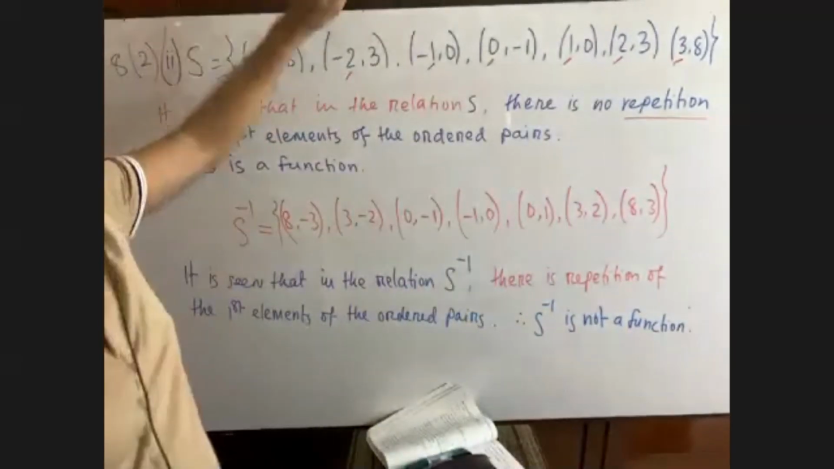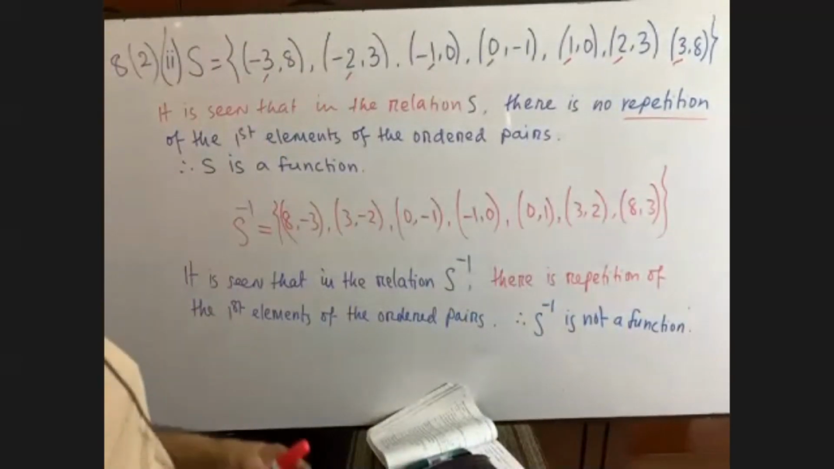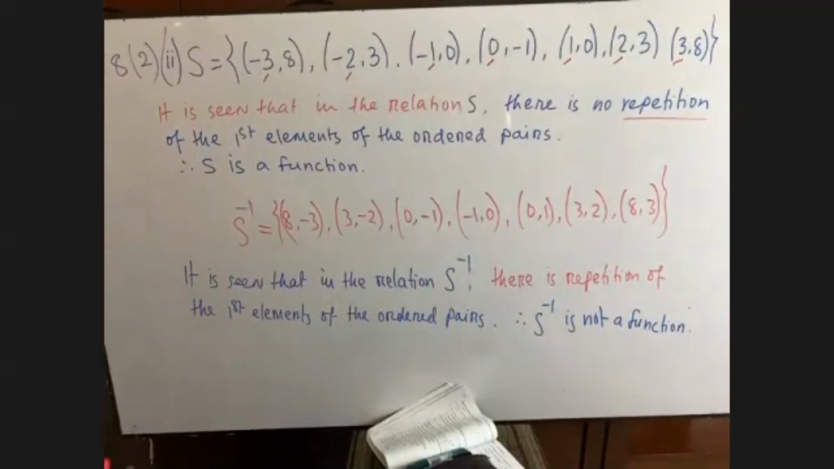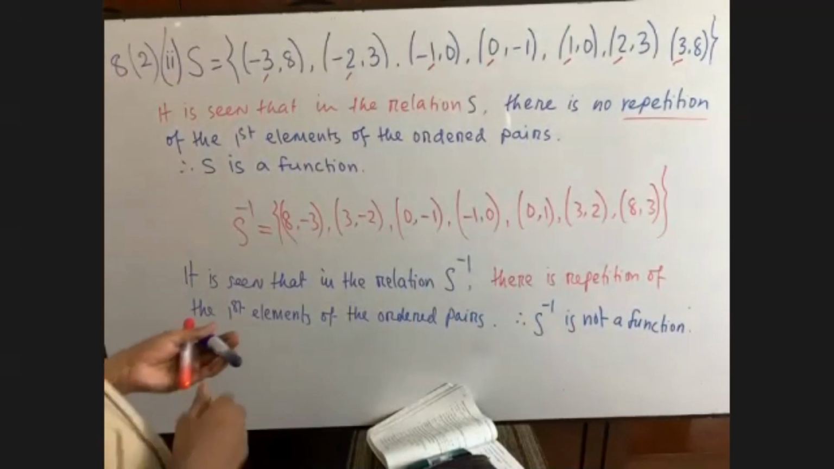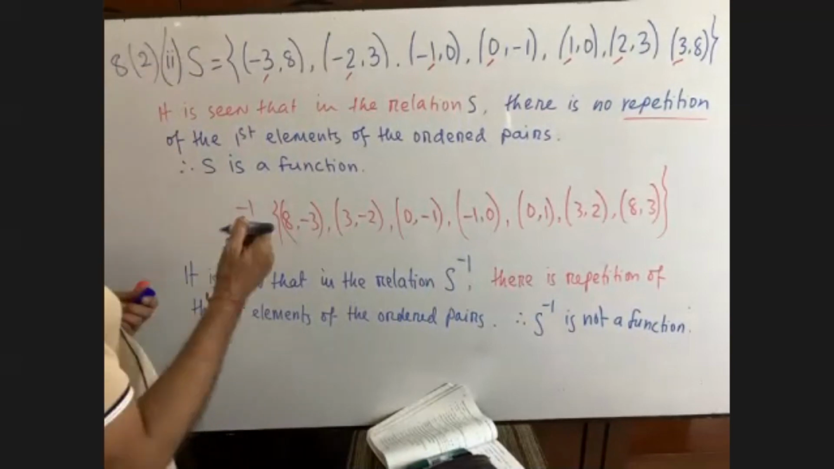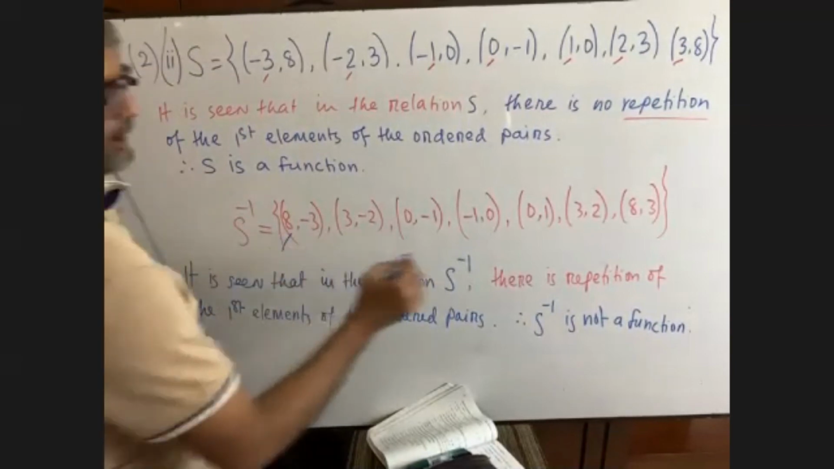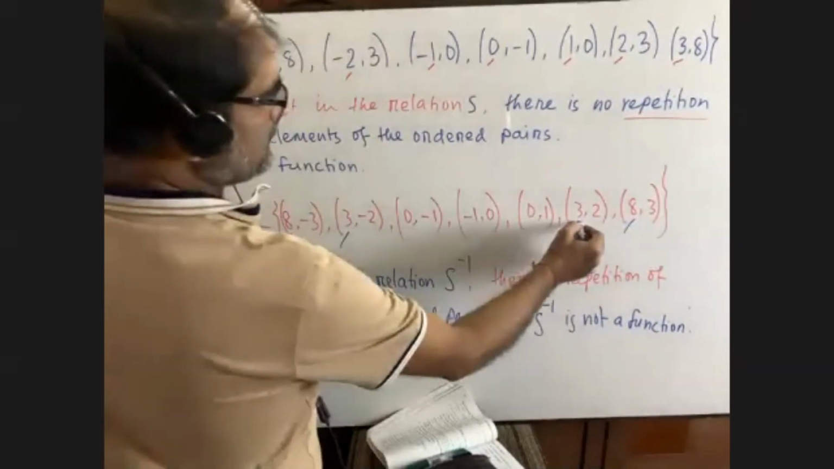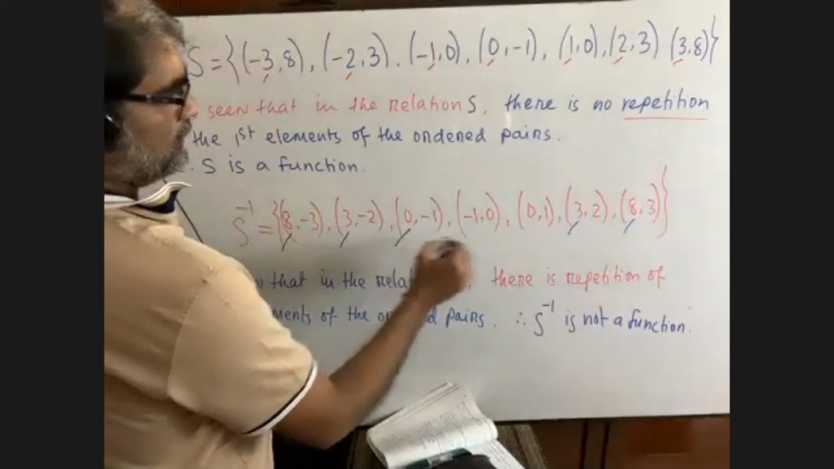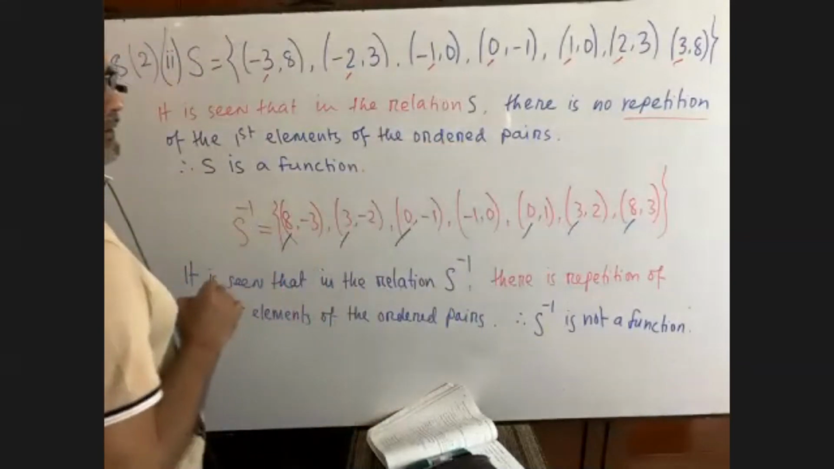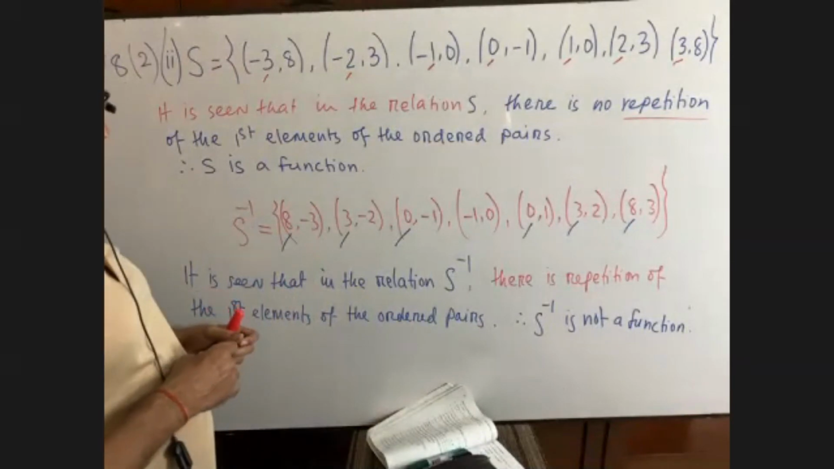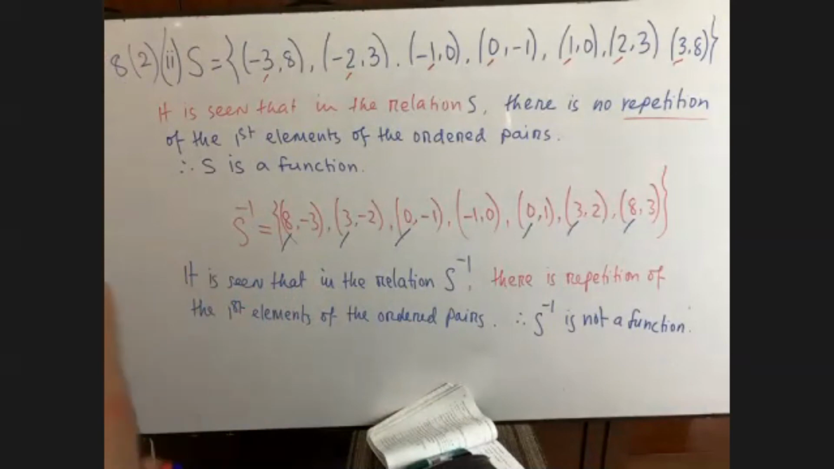I think by this time you all have come to know which one is a function and which one is not a function, right? Here you see we have a repetition: 8, here it is 8. It is 3, here it is 3. It is 0, here it is 0. So we have a repetition of the first elements in the ordered pair. Is it okay?